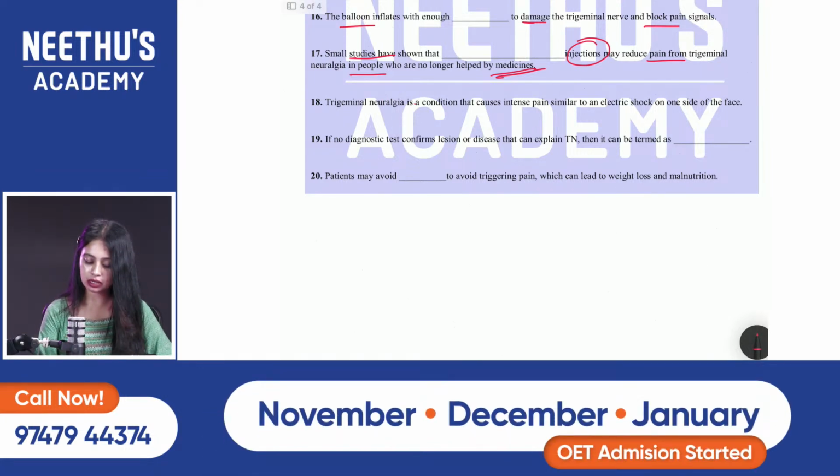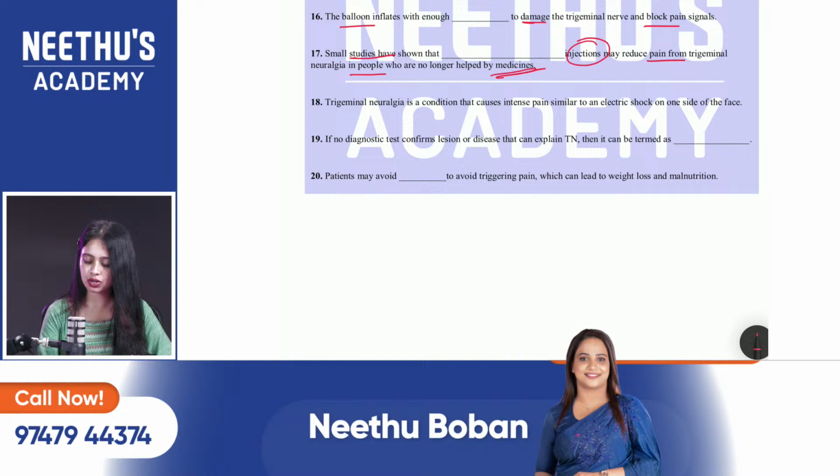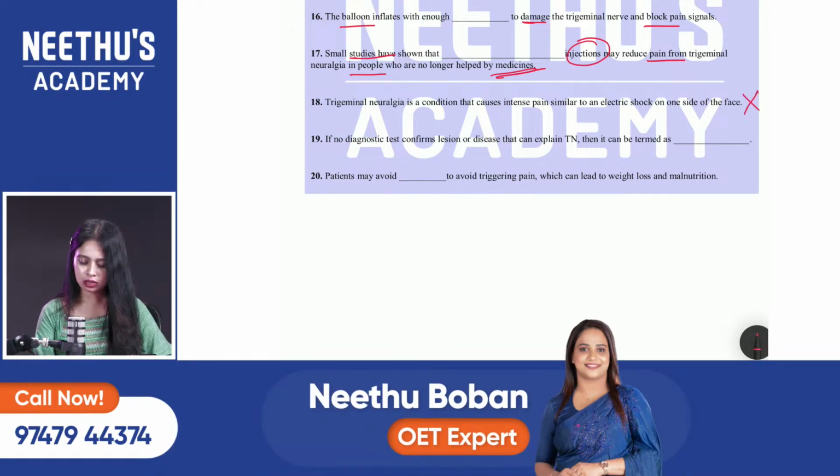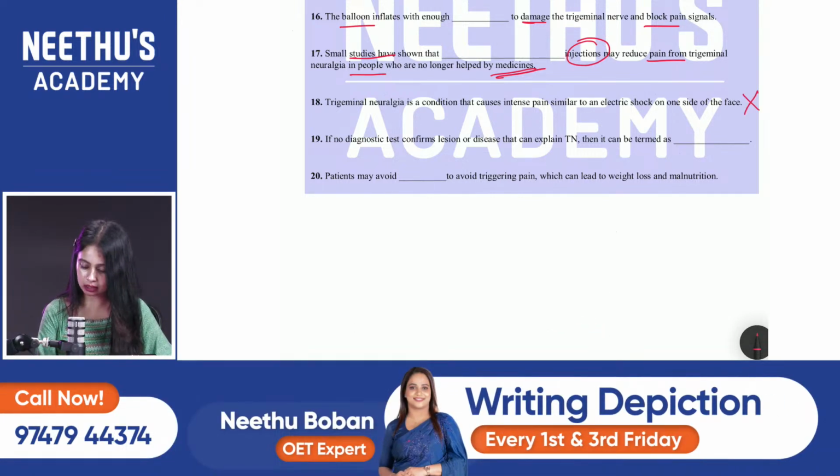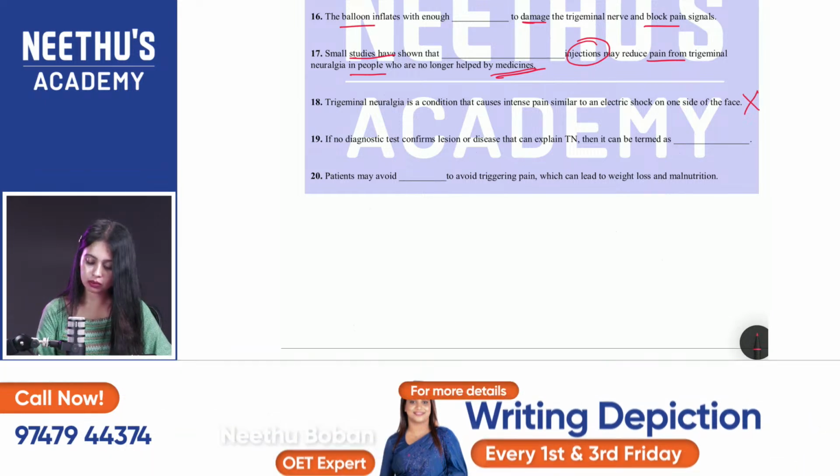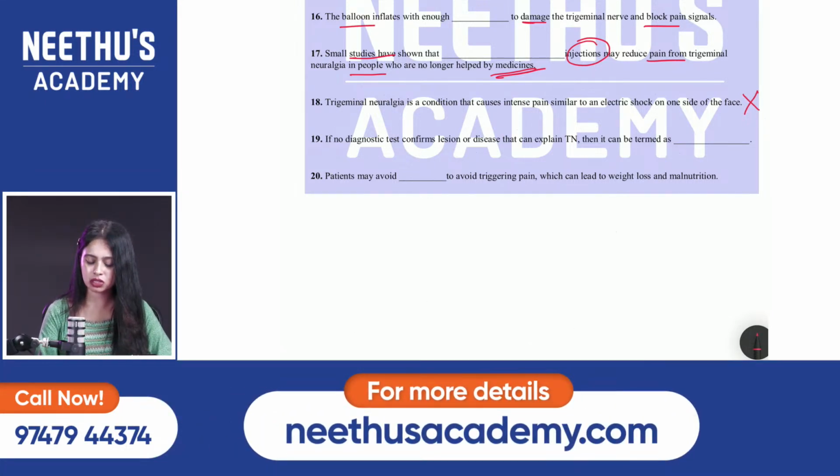And third last: trigeminal neuralgia or TN is a condition that causes, this is actually a typo. So you can cancel this question. I think it is a printing mistake.